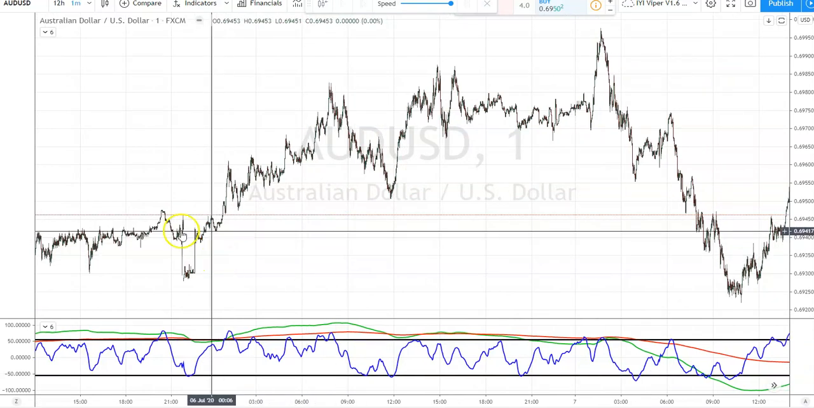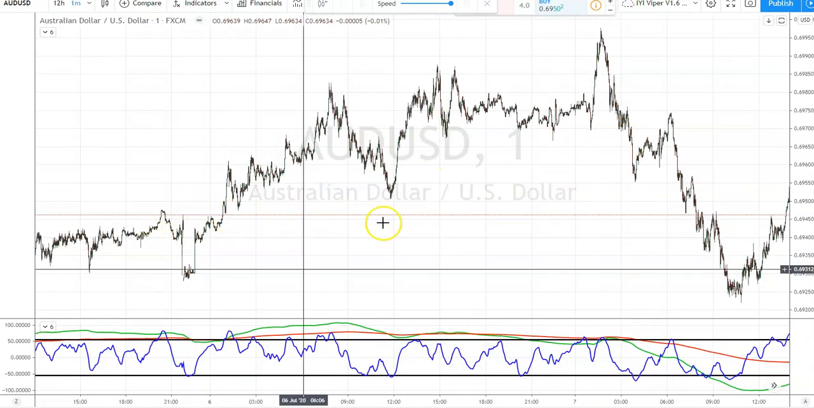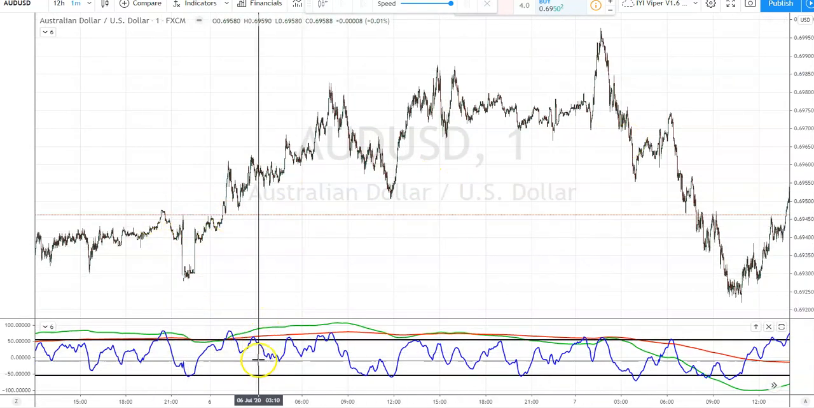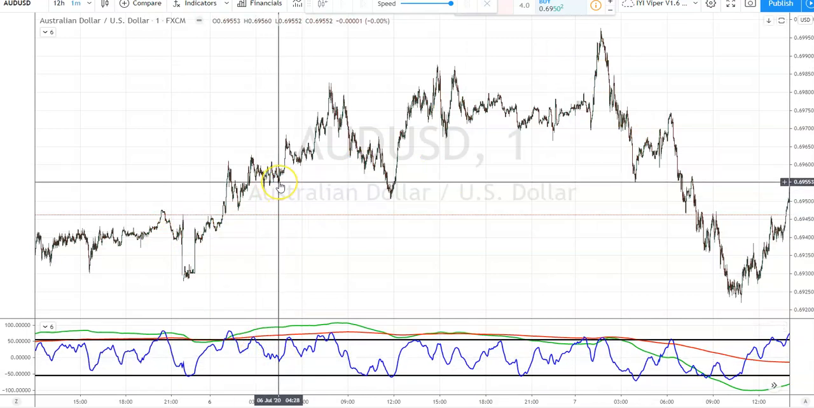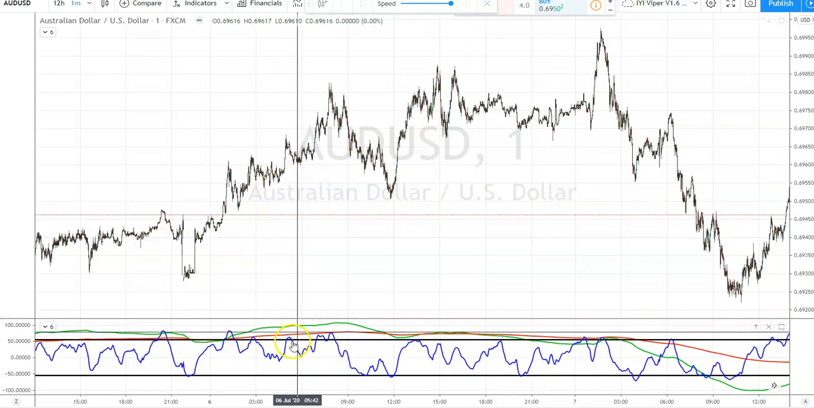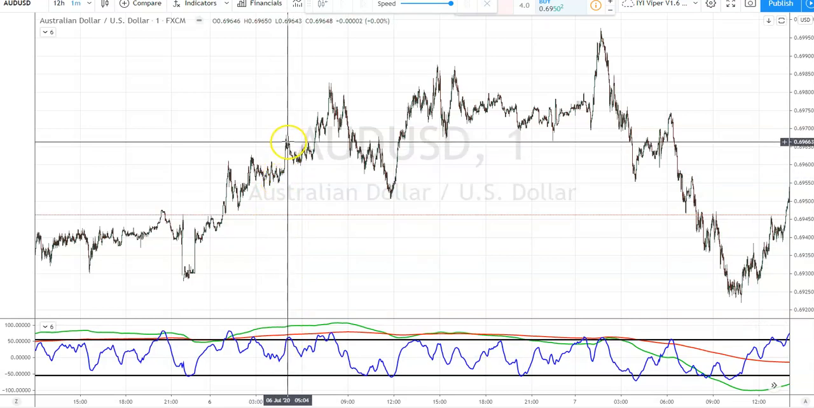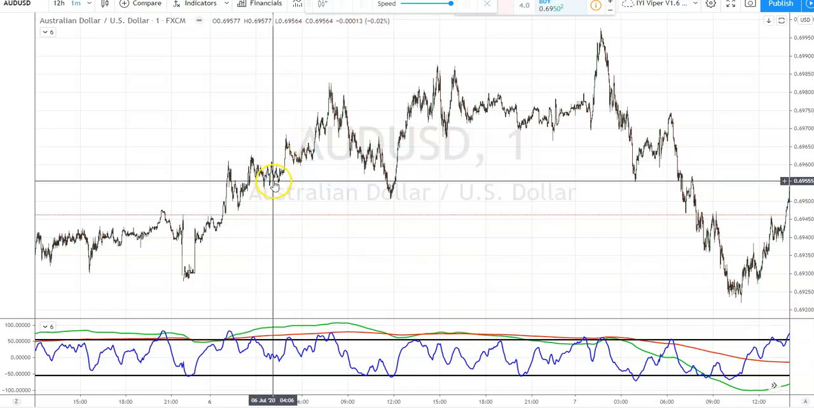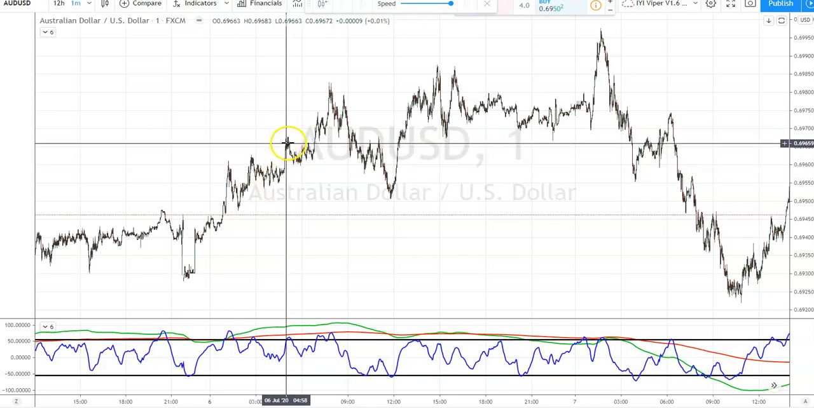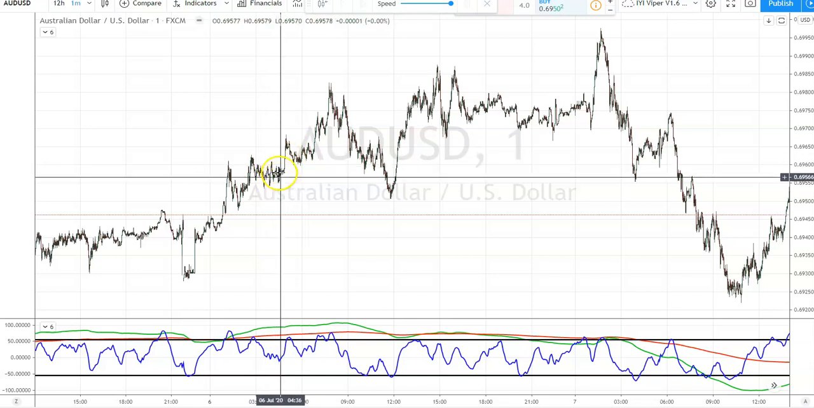Okay, so here you can see we've got a move up. So green's above the red, comes below the 50, so you can enter a position here, take it to the top of the oscillator, so that move there, and sell that. Okay, so you've taken 66. Now, that's just a 10 pip move. That's absolutely fine. For the Aussie dollar, that's actually quite good. So you can take that position there.